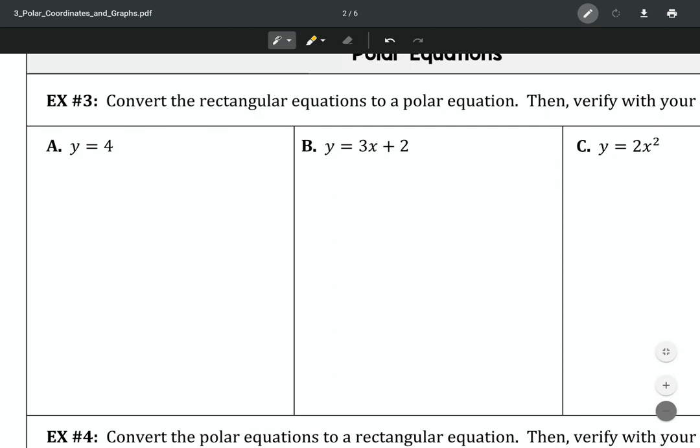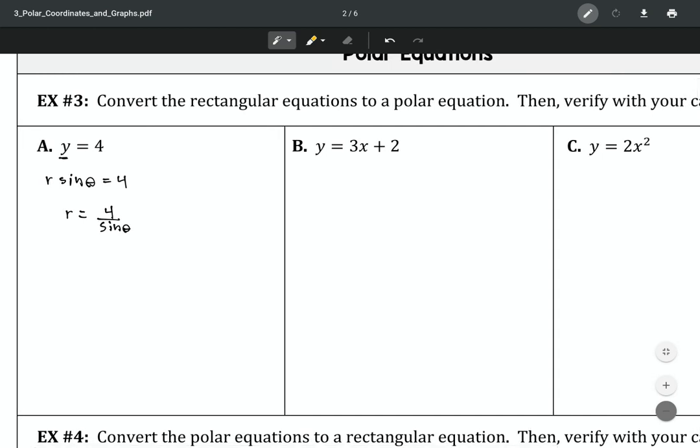All right, so on this one, remember I have that equation at the top that says that y is equal to r sine of theta. So I can replace this y with r sine of theta, and that's equal to 4. And at this point, I'm going to solve for r. Okay, so r is equal to 4 over sine of theta. And that's it for that.